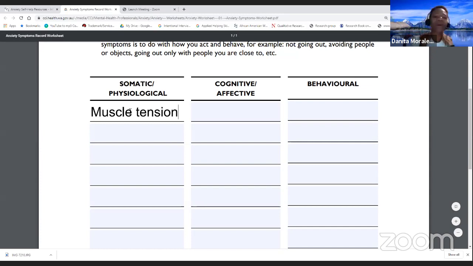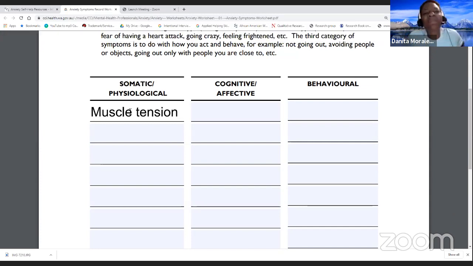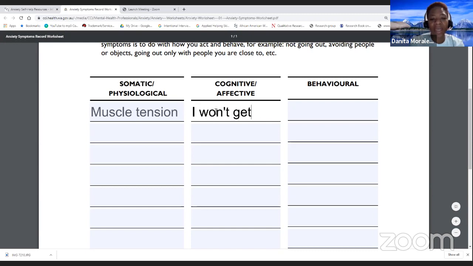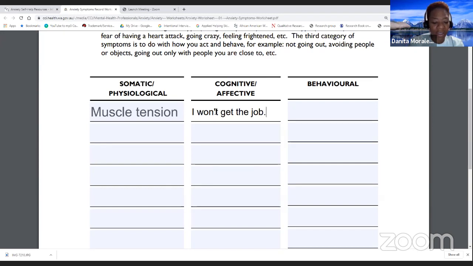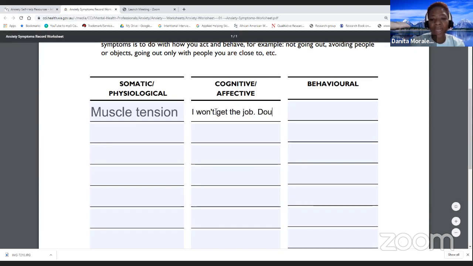And so, that may look like something like muscle tension, right? You feel your neck going like this, your back starts to hurt. And what could that come as a result of? That could be getting ready to have an interview. You're sitting and you're having an interview, and you may be thinking, I won't get the job, right? And then it may even create feelings of doubt, insecurity, frustration, maybe even nervousness, right?